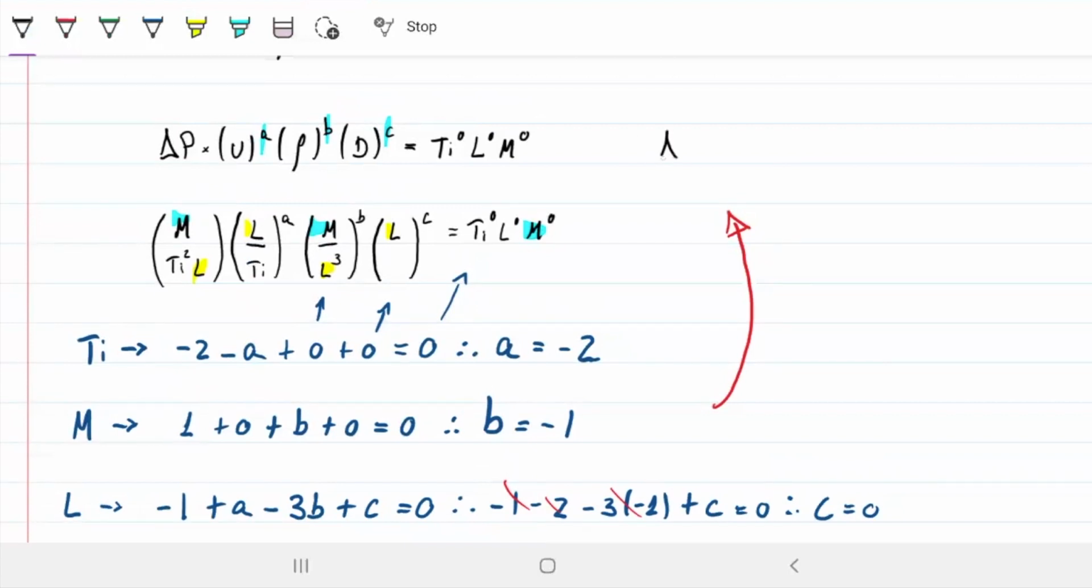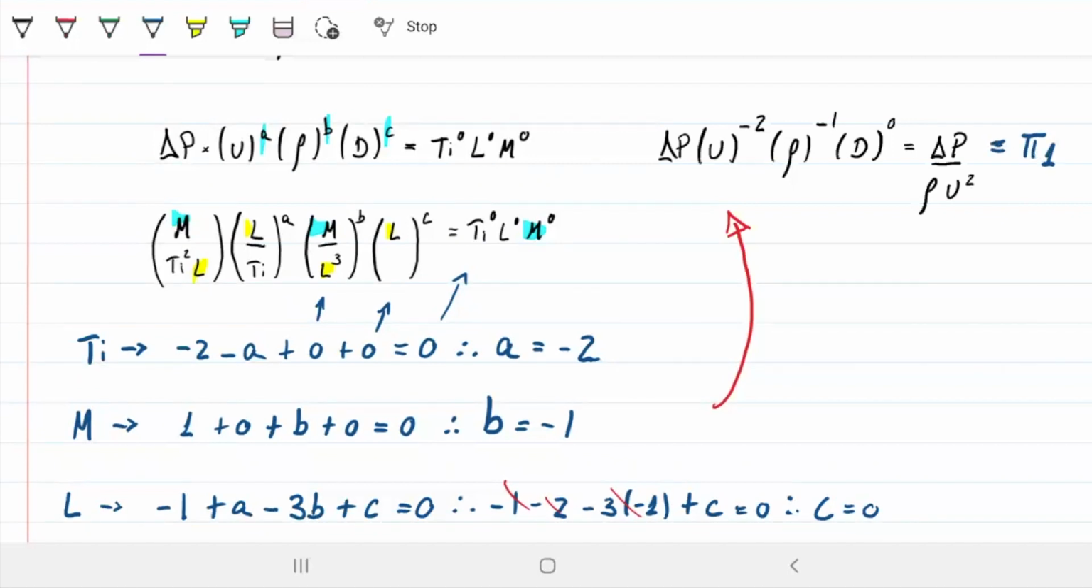We're saying that pressure drop times velocity to the -2, times the density to the -1, times the diameter to the 0, is a dimensionless number, right? And this is delta P divided by density times velocity squared. So this is our first pi group. This is our first non-dimensional number. And we just found one of our non-dimensional numbers.